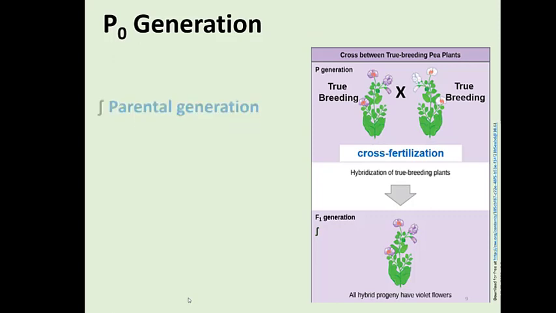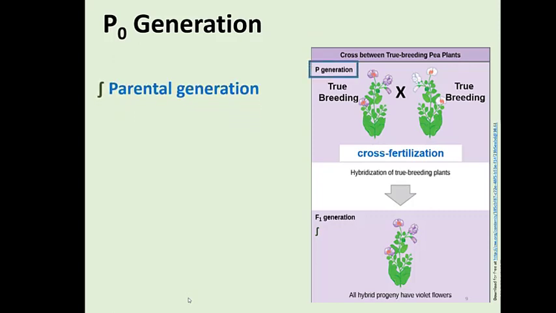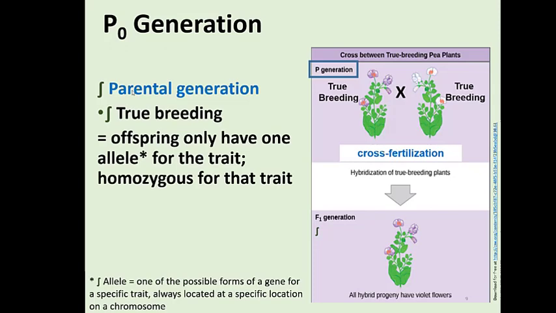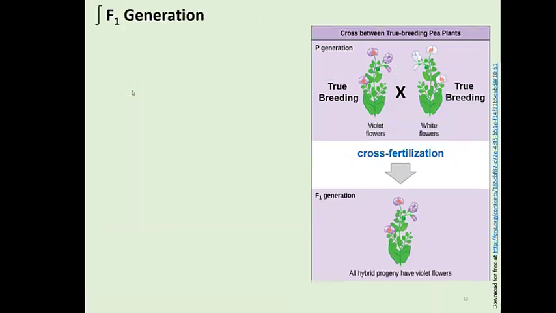Okay, so now we're talking about the parental generation, and this is how we designate that P sub 0. That means parental generation. These are the true breeding plants. This is where the offspring have just one allele for the trait, meaning they are homozygous for that trait. This is what is used in those first generation crosses that we talked about.